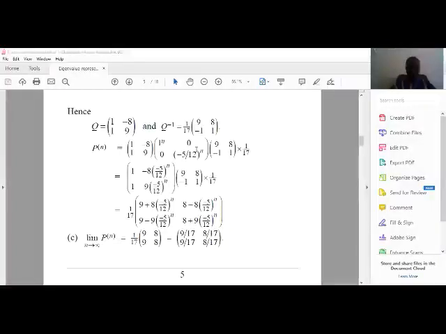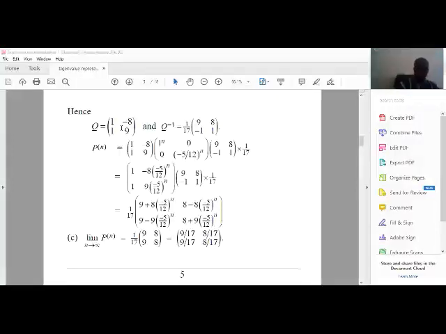So in essence, when you are asked to determine the n-step transition probability matrix using the eigenvalue representation, first you determine your Q. Your Q is a matrix whose columns are the eigenvectors. Then you also determine your eigenvalues, which form the diagonals of the matrix D. You find the inverse of the matrix Q. Then the n step transition probability matrix is the matrix Q multiplied by D raised to the power n, which is just a diagonal matrix containing the eigenvalues raised to the power n, then times the Q inverse.